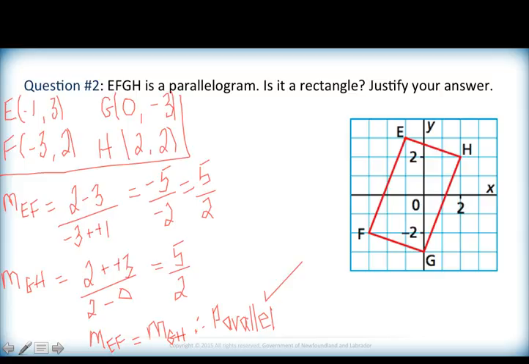And that's exactly what we're looking for. So the opposite sides are parallel. Now if you take it a step forward and you want to check E and H and F and G and do the same process as we just did, you would notice that both of those sides would also be parallel. Therefore, you can make a concluding statement that EFGH is a parallelogram, but it is also a rectangle where opposite sides are parallel.